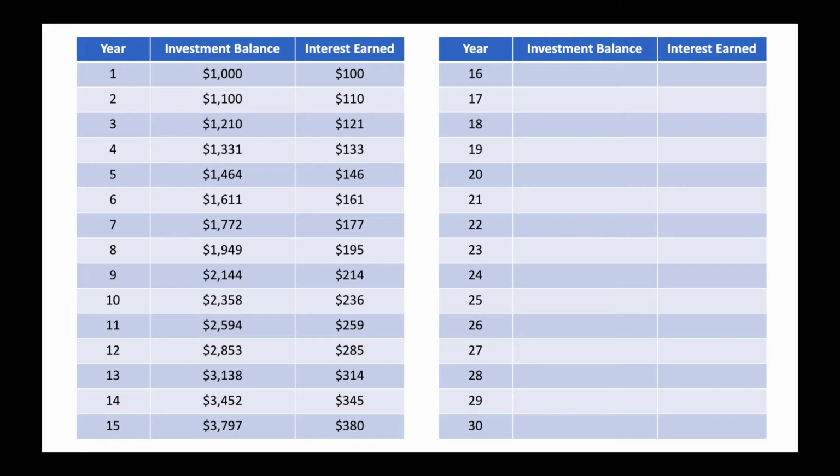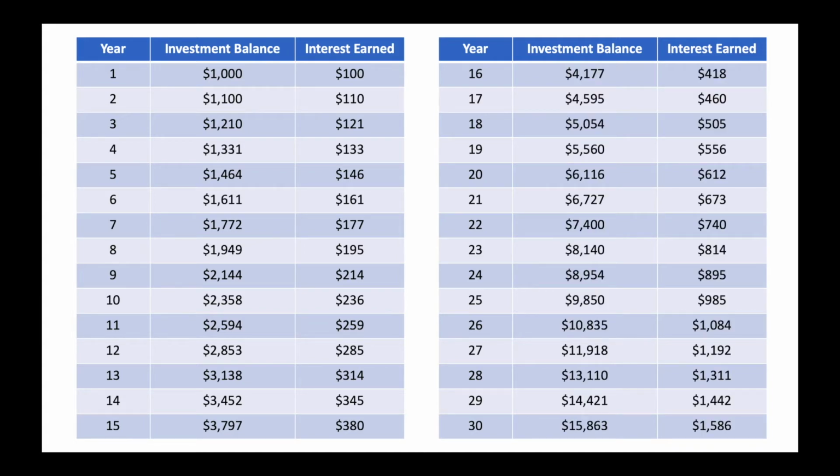Now, when we get down to year 15, we have a balance of $3,797, and we have earned interest of $380. Therefore, our balance and our interest earned has more than tripled since the initial investment.